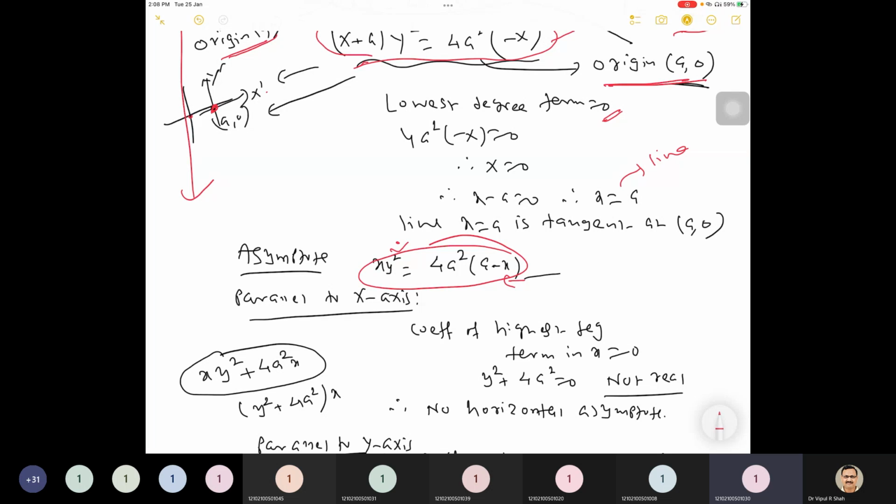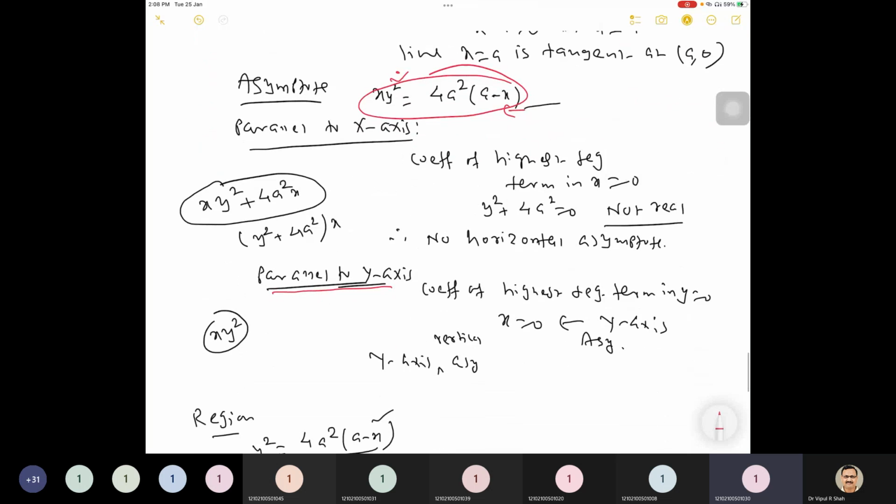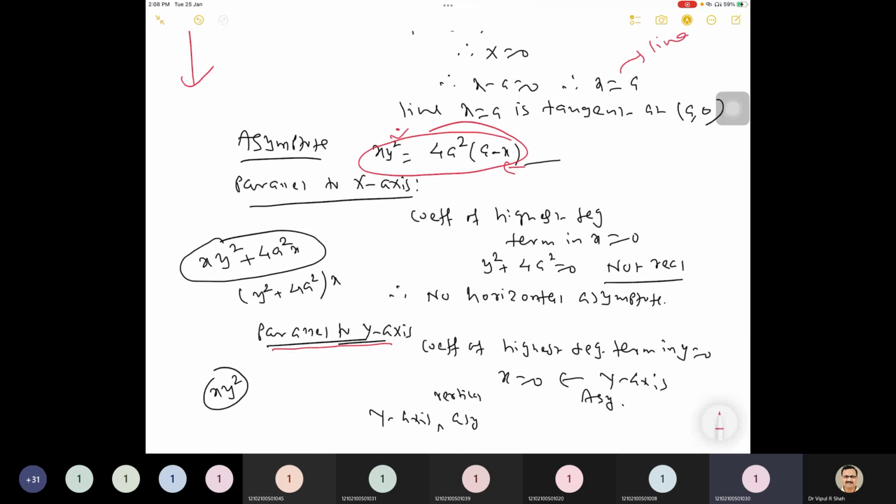What is the highest degree term in y? It is xy square. Now, what is the coefficient of that highest degree term of y? That is nothing but x. So x is the coefficient. So make x equal to 0. That means the y-axis. So the y-axis is the vertical asymptote. Okay, everyone? Yes, sir. Now you write down about the asymptote.